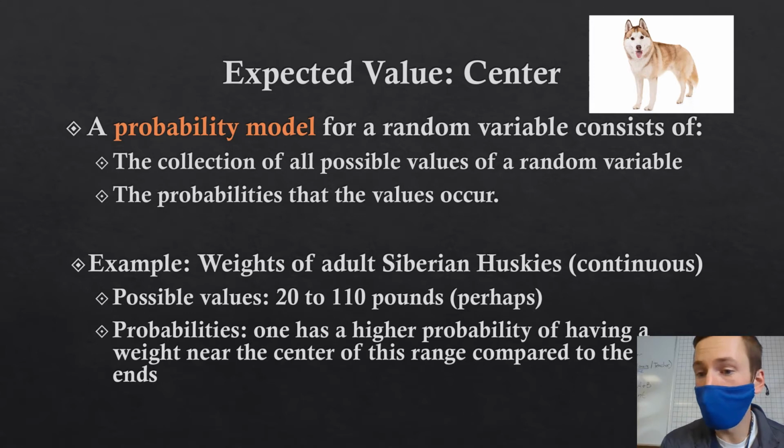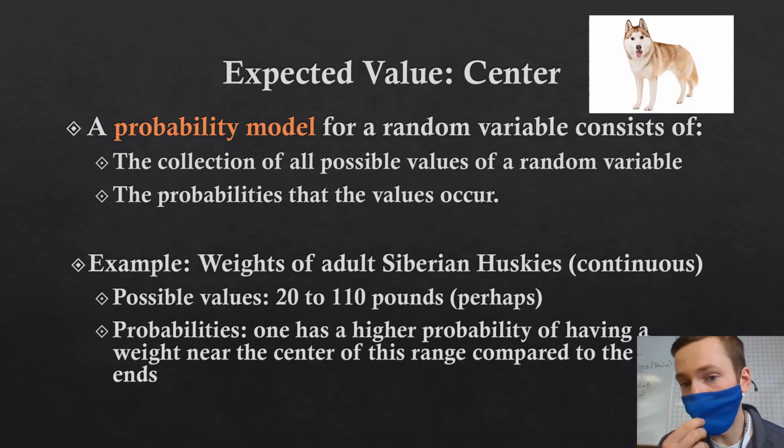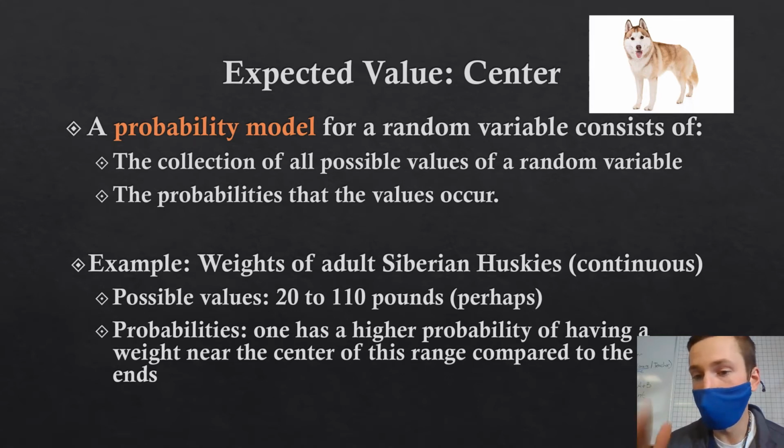Another example for more of a continuous variable would be the weights of adult Siberian Huskies. So obviously that's going to be a continuous variable. A husky could be any weight within 20 to 110 pounds. So how this is going to be different is that instead of stating exactly what values our variable can take on, we might provide a range, maybe 20 to 30 pounds, then 30 to 40 pounds, 40 to 50, and so on, and then have those corresponding probabilities.